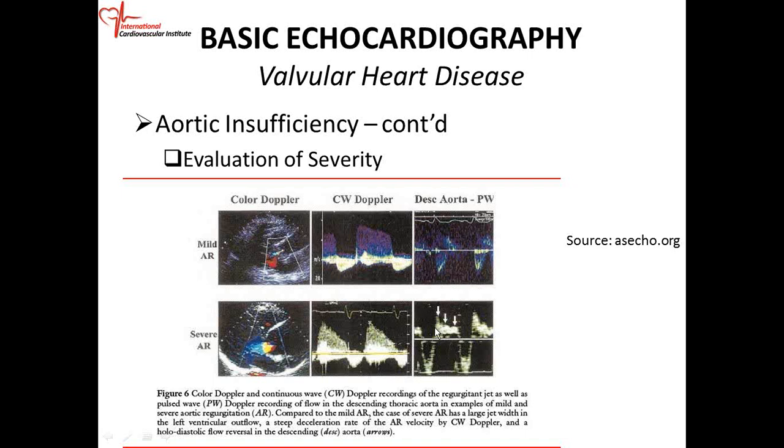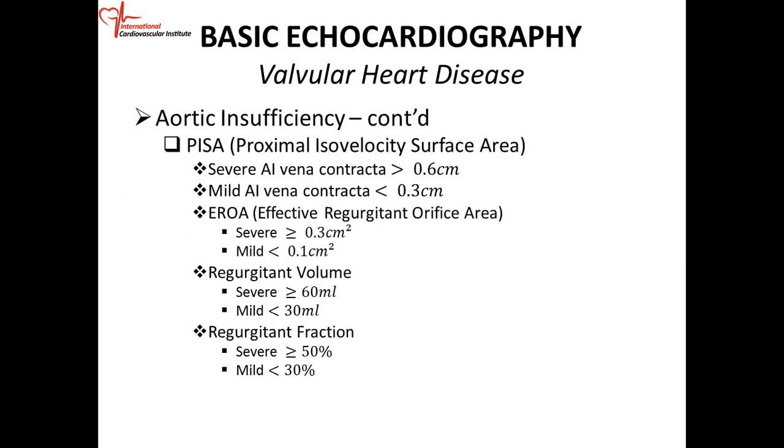With severe aortic insufficiency, diastolic flow reversal. It's now above the baseline, and it's all throughout diastole. That suggests severe aortic insufficiency. Okay.